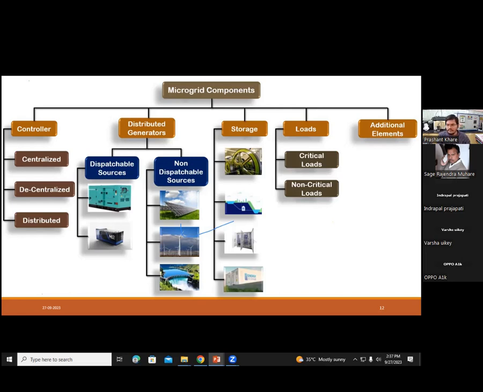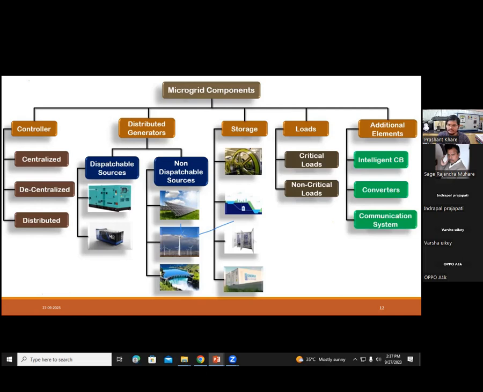What additional elements are required in microgrids? Additional means an intelligent circuit breaker. There should be one intelligent circuit breaker at the point of interconnection, meaning the point where your microgrid is connected to the main grid. There, one intelligent circuit breaker should observe the condition of the main grid, meaning the utility grid, as well as your microgrid. Its purpose is to synchronize both.